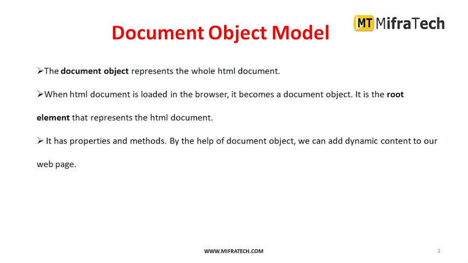Document Object Model, DOM. The document object represents the whole HTML document. When an HTML document is loaded in the browser, it becomes a document object. It is the root element that represents the HTML document. It has properties and methods. With the help of the document object, we can add dynamic content to our web page.